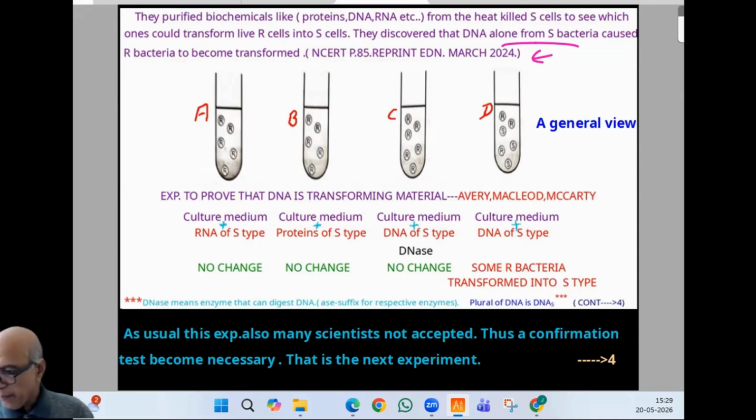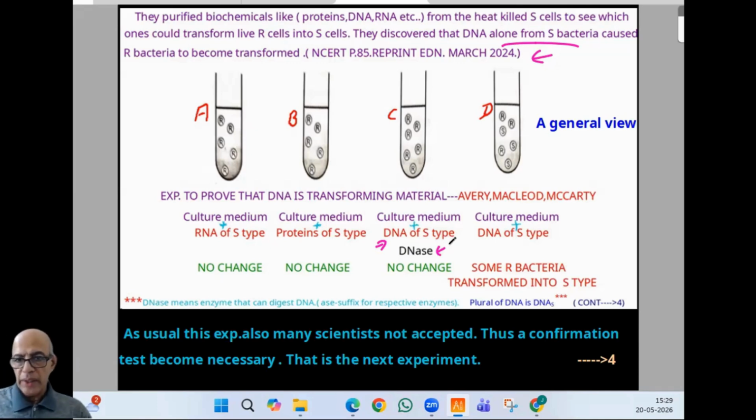In A, what they did: culture medium plus RNA of S type. So no change. Second one, culture medium plus proteins of S type. No change. Third one, culture medium plus DNA of S type, but remember, the enzyme DNase is added. So no change, because the DNA will be digested.